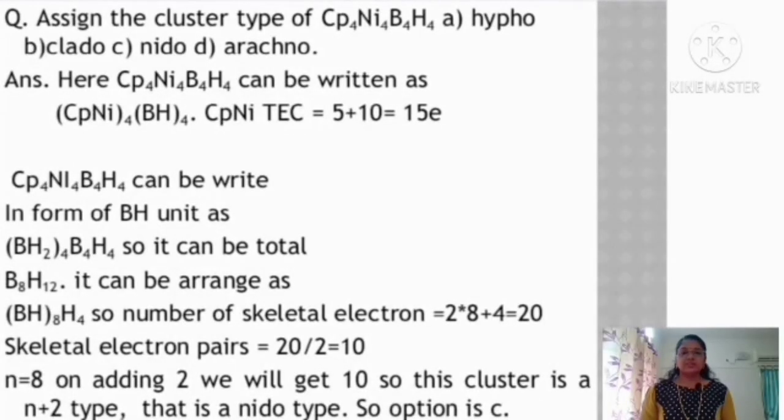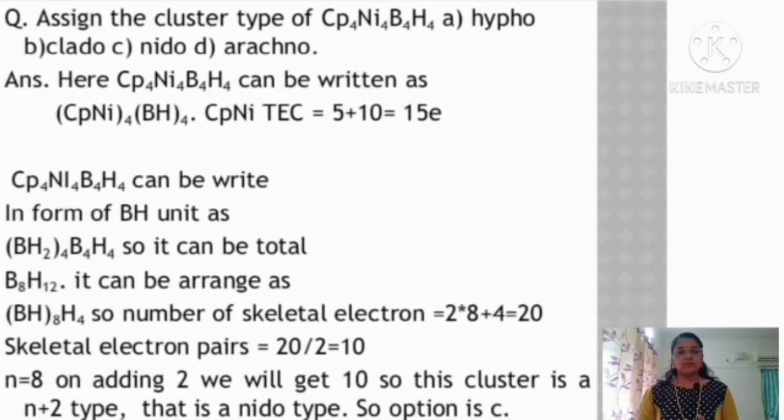So moving to a similar type of question, assign the cluster type of Cp4Ni4B4H4. Here the options are given: the first option is hypo, second is clado, third is nido, and the last is arachno. Here Cp4Ni4B4H4 is again a mixed type of cluster, it contains metal as well as the boron unit. So the first step is to arrange it in terms of boron. So this Cp4Ni4 can be written as (CpNi) whole 4.